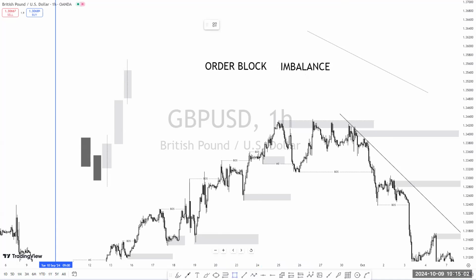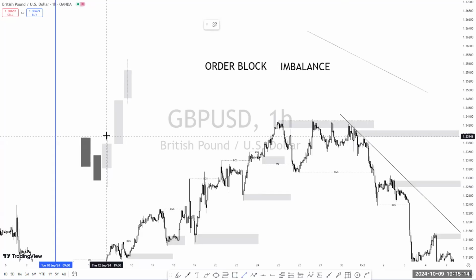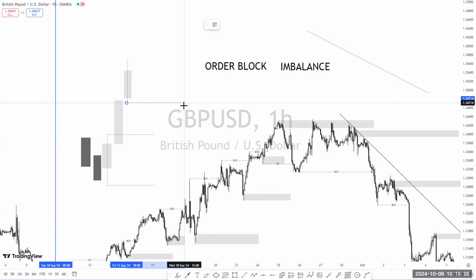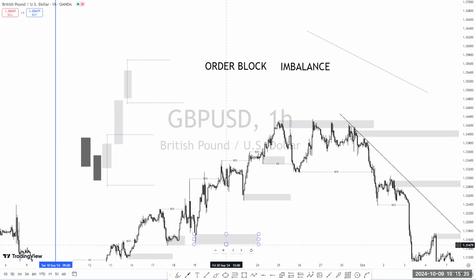Now, how do you identify the gap? You see this particular candle here has a wick. Let me illustrate something. Here's the wick. And here's the wick opening of this candle. And here is the wick closure of this candle. And you can discover that we have a gap here.